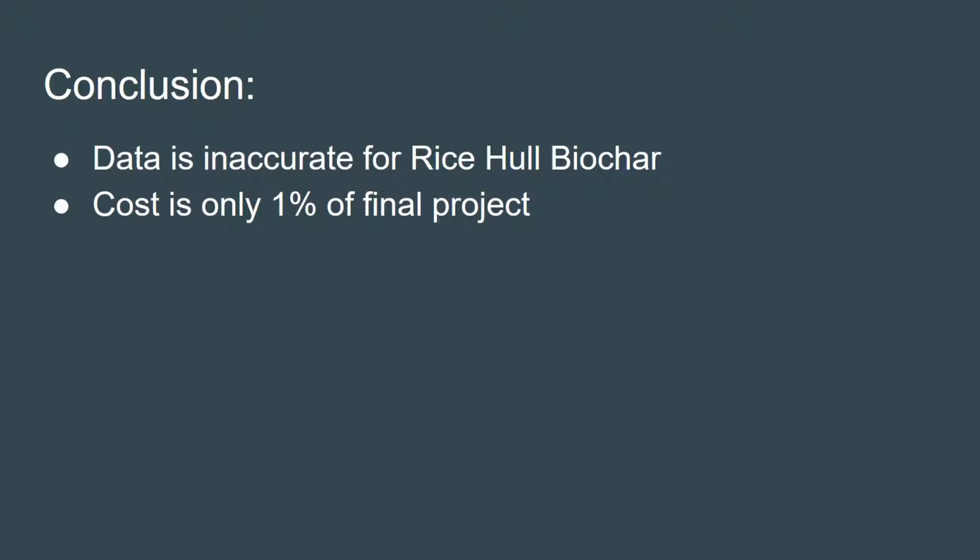In conclusion, we believe our data is somewhat inaccurate because SimaPro does not have rice hull biochar, so we did have to use charcoal, which is worse for the environment than our rice hull biochar because rice hull biochar is a byproduct of existing operations. So we do feel it has a large decrease in the pollutant load. And the cost is only 1% of the final project, so the cost is a very small amount of what the construction has already been.